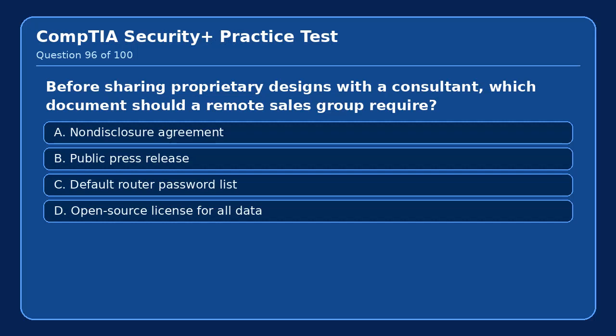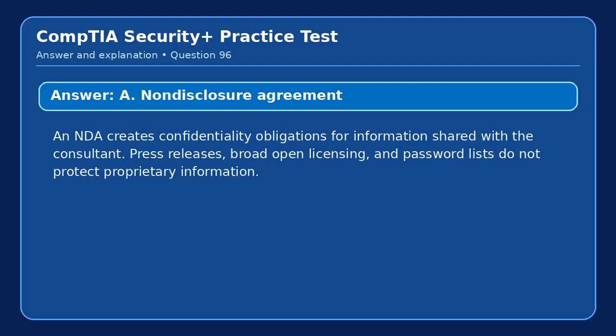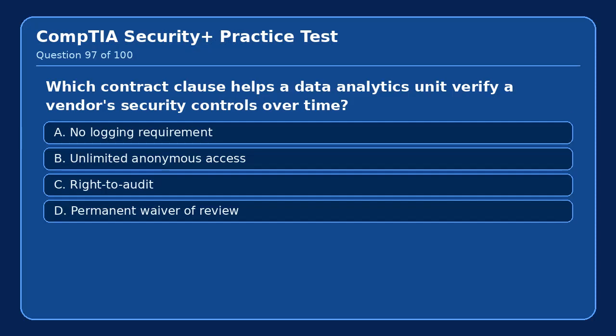Question 100. Which training outcome is most useful after a distribution warehouse runs a phishing simulation? A. Managers disable security reporting. B. Employees learn to approve unknown MFA prompts. C. Users store passwords in email drafts. D. Employees recognize suspicious messages and report them through the approved channel. Take a moment to choose your answer. The answer is D. Employees recognize suspicious messages and report them through the approved channel.